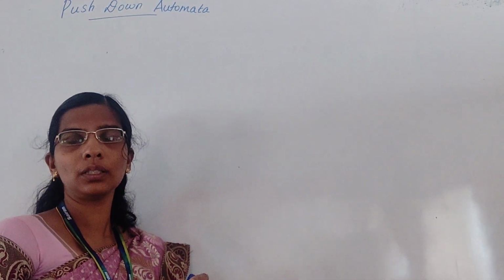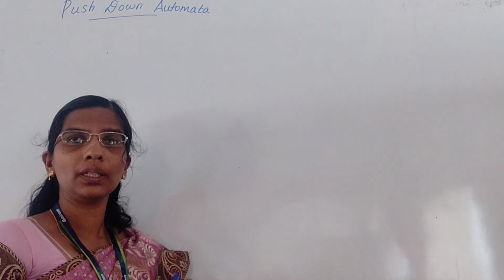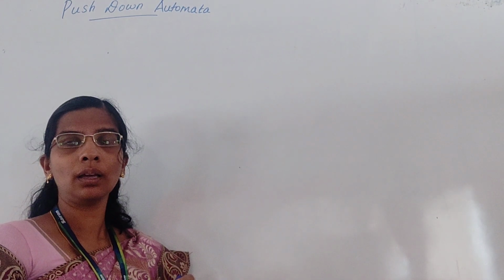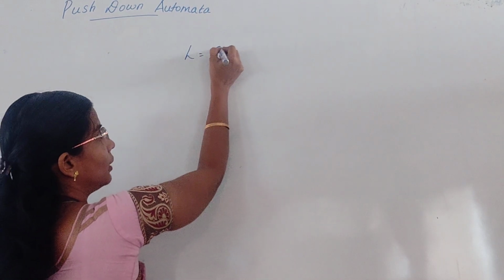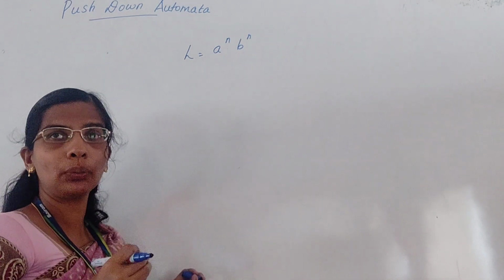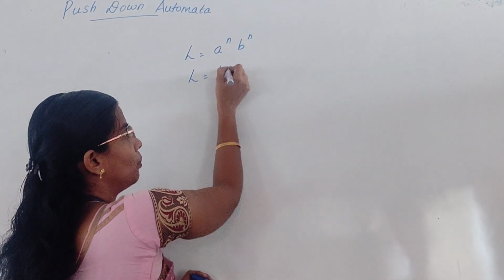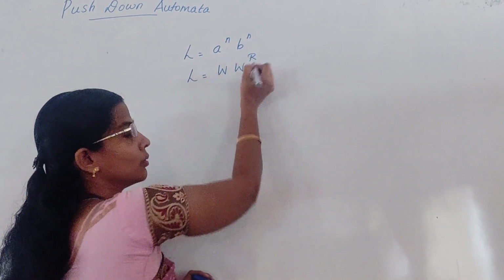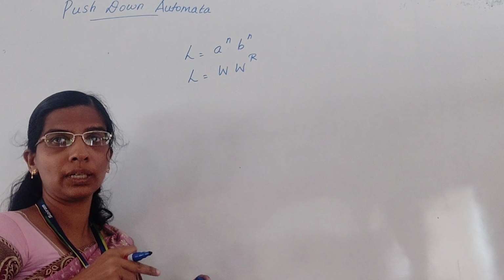Hi students, in this video we will discuss push down automata. In the previous chapter we have seen a few languages like A to the power n, B to the power n, that is, I should have equal number of A's and B's, and a language like W W^R, where W is a string and W^R is the reverse of that string.